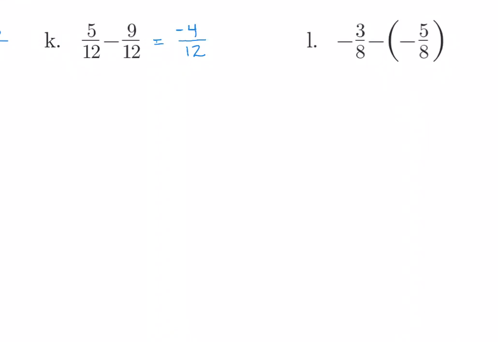I can simplify this. Both of these numbers are divisible by 4. And if we divide by 4, we get negative 1 over 3.